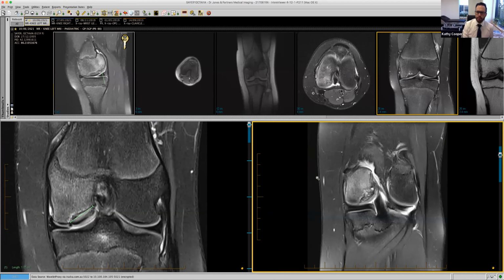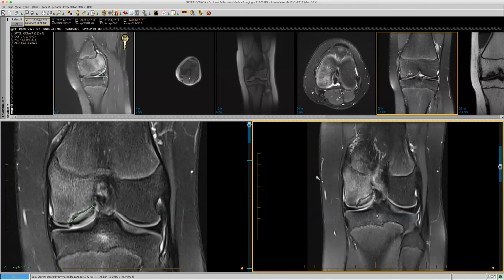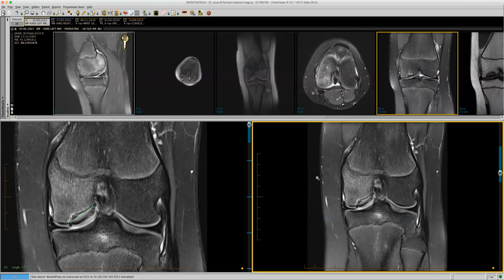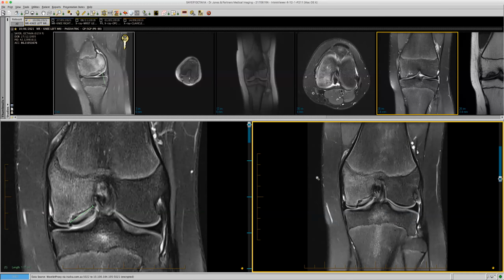So you got that one as I roll through it? Yeah, on the right. So there's some bone marrow edema on either side of the zone of transition, but I can't see any fluid behind it, I don't believe. It's not detached, so it'd be grade 2.